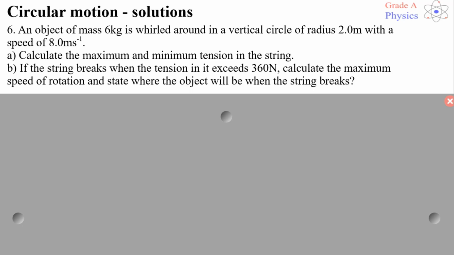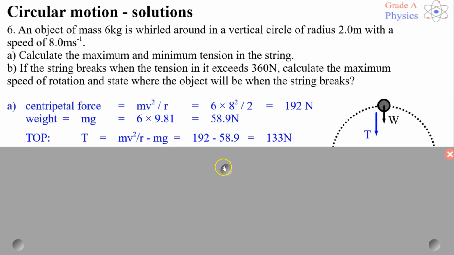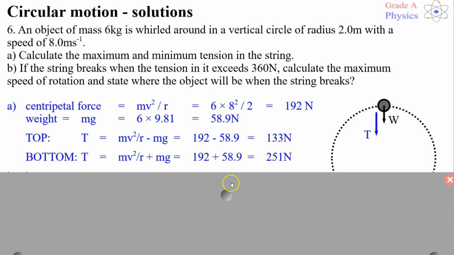Final question, following on from question 5. So this is a calculation. It can be useful to draw a diagram just to identify what's going on. But the first stage is always going to be to calculate whatever we can. If we're given the mass and the radius and the speed, we can calculate mv squared over r. So that will be our first thing to do, and we get 192. We can also calculate the weight, mg, m times g, and that will give us 58.9.